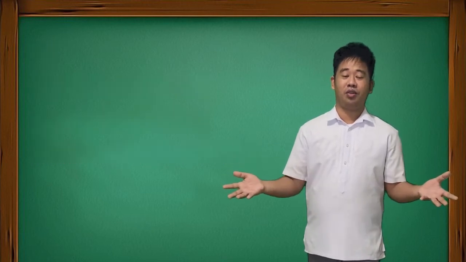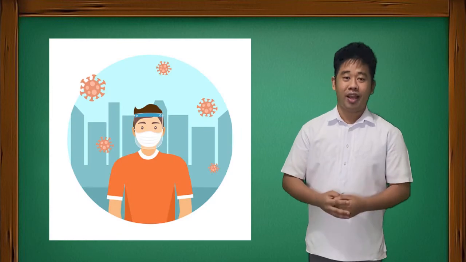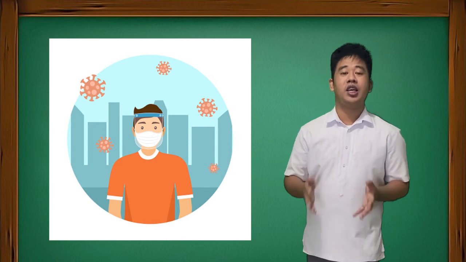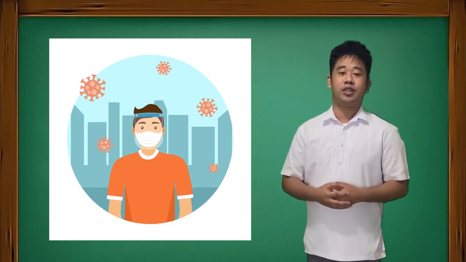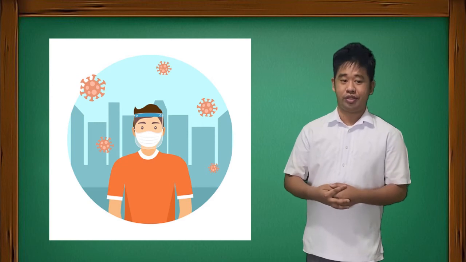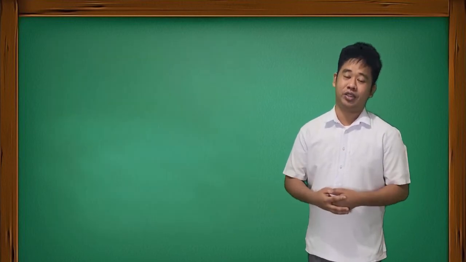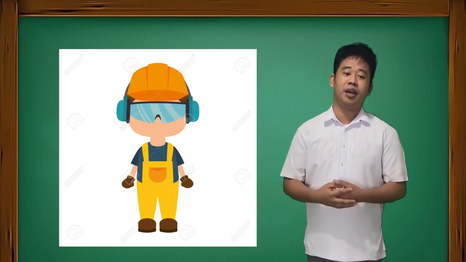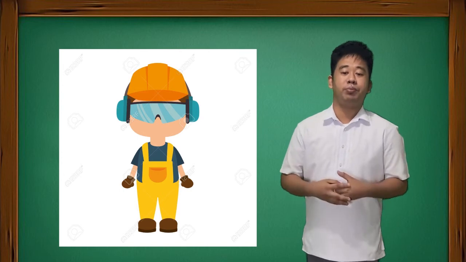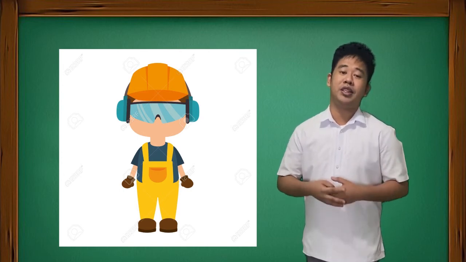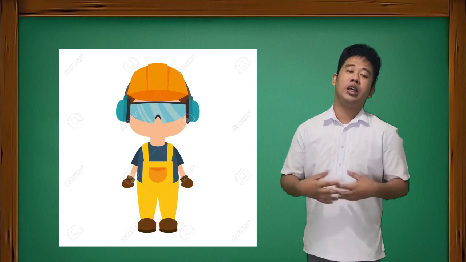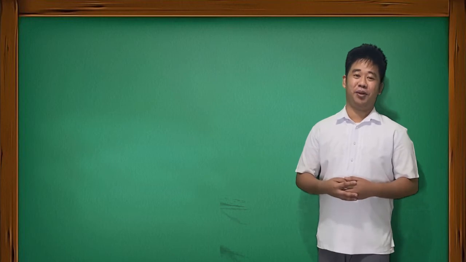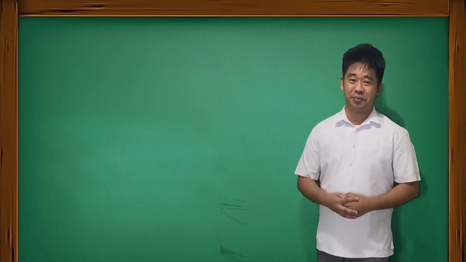Like what we are doing right now in this time of pandemic, we are wearing masks, we are wearing face shields, and we are following the minimum health protocol set by the IATF in order for us not to be infected with the virus. The same is true with our workers, with our carpenters, with our construction workers. It is a must for them to wear PPE in order to minimize their exposure to workplace hazard that can cause injuries, illnesses, and accidents. And now, what are the different examples of PPE or personal protective equipment?